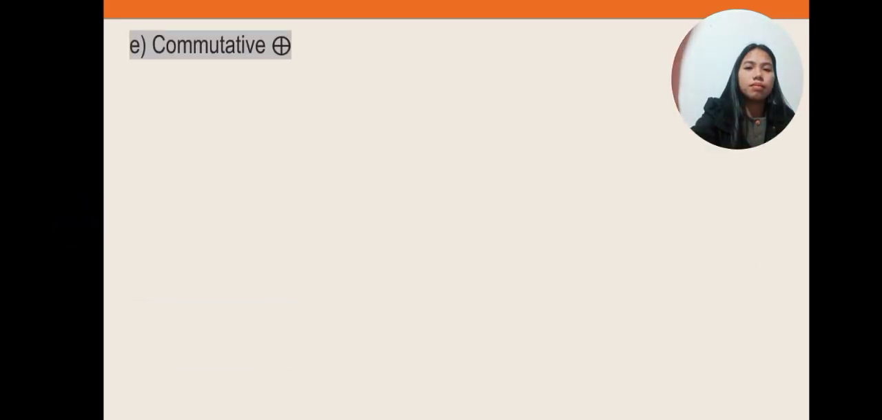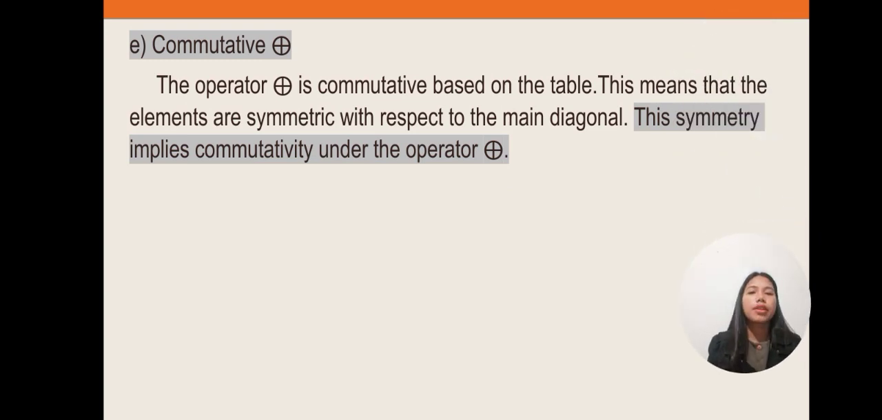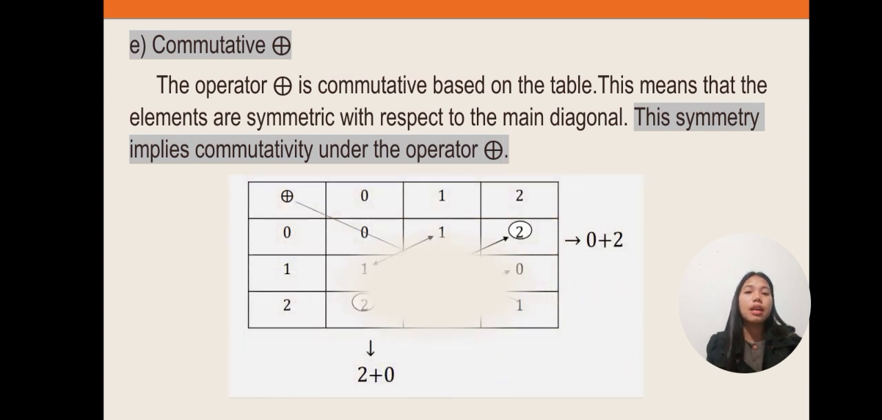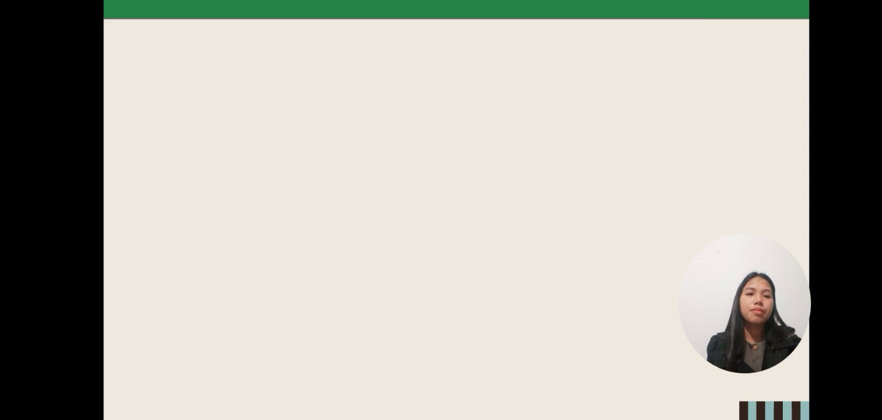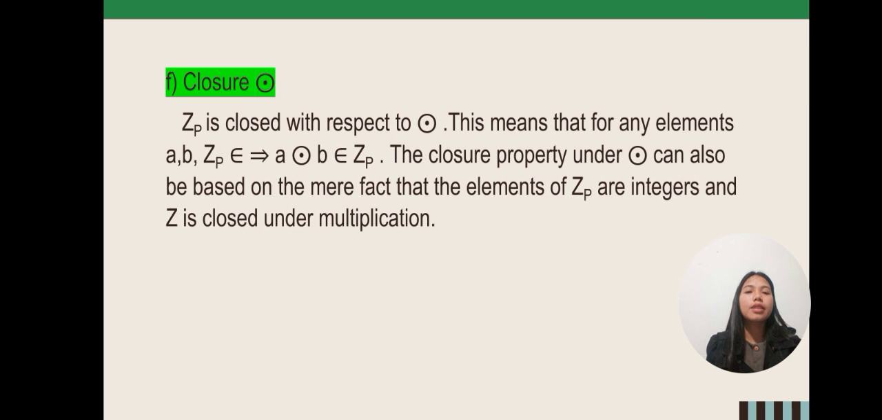Okay, let's proceed to commutative. The operator direct sum is commutative based on the table. This means that the elements are symmetric with respect to the main diagonal. This symmetry implies commutativity under the operator direct sum. Closure. Z sub p is closed with respect to the Hadamard product.